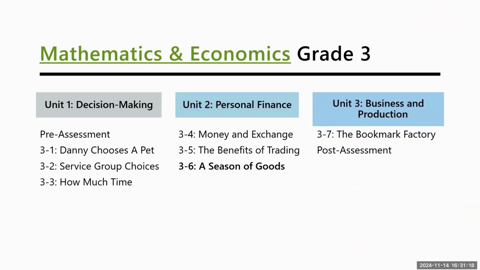Service Group Choices is again about allocating time, a class deciding how to improve their school if they only have 3 hours and limited options. And then teaching how to read a clock with how much time, because we know students and analog clocks are like oil and water. The personal finance unit talks about money in exchange, goes through a great lesson on trading, and then a season of goods, which is what we're going to focus on.